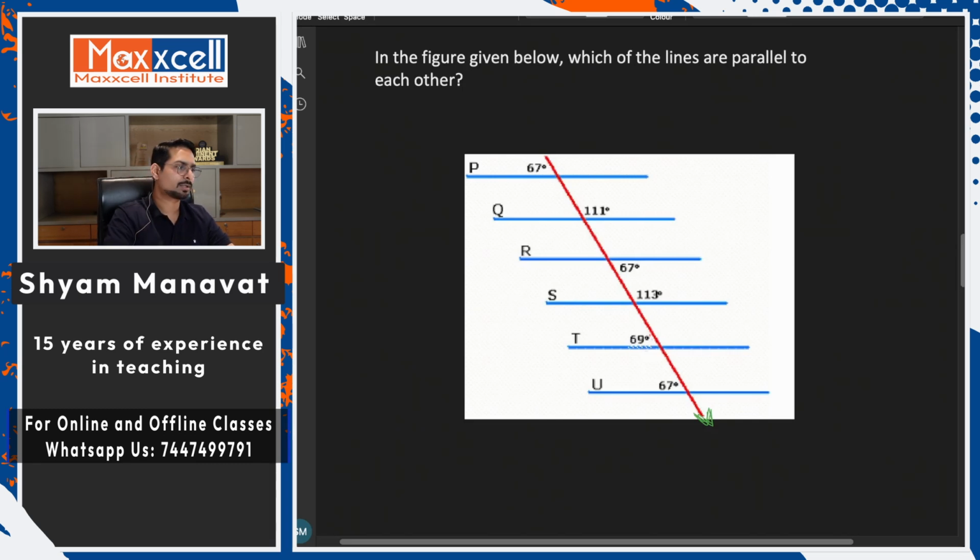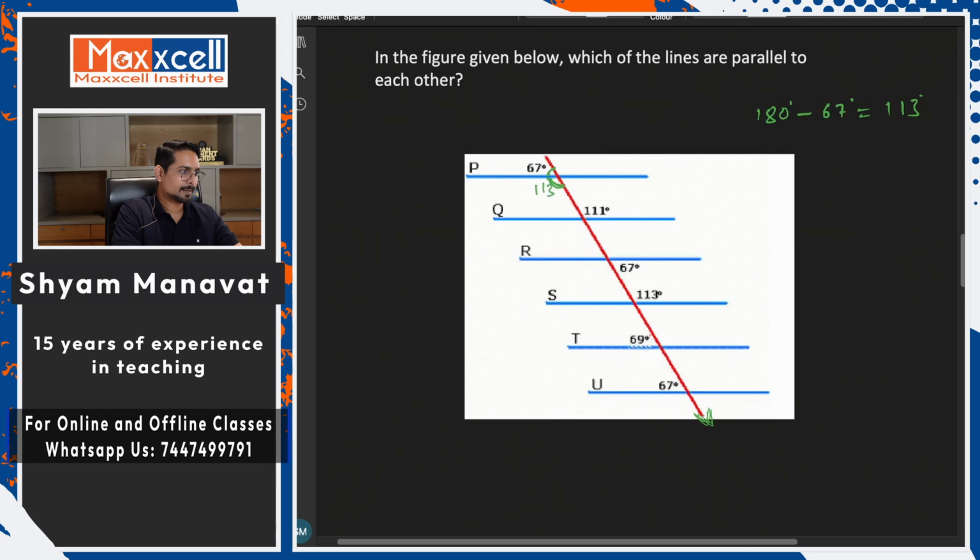So shall we try this out? Let's try to find out the values first. This is 67. Now, what will be the value below this? Isn't it a straight line? Yeah. So we can say linear pair. So with linear pair, what can we say here? That is 180 minus 67 should be the other angle on this side. Do you agree? What will the difference be? It will be 113, right?